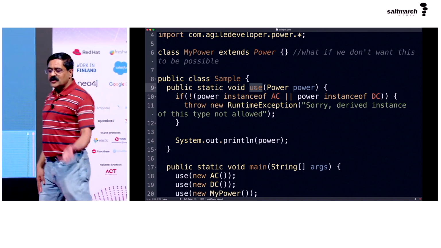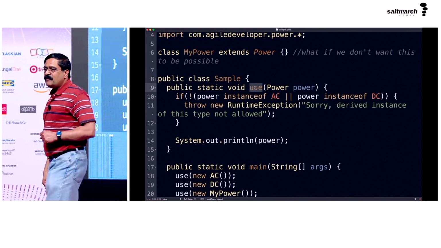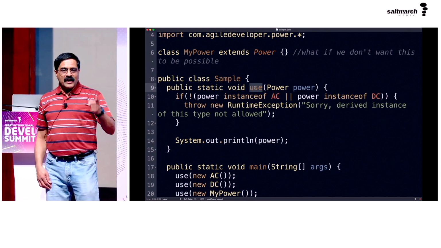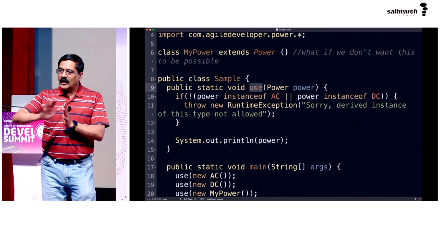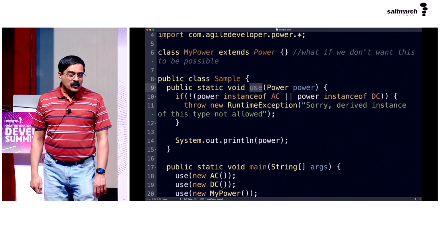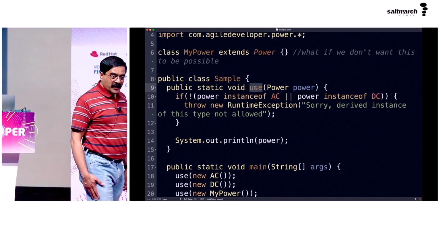So what's the good news and what's the bad news? Good news, you can tell people you shouldn't be inheriting from my power. You shouldn't have your own extensions. You can use AC or DC, but if you use any other type that you created, we're going to give you an error. Good news, you're restricting them.